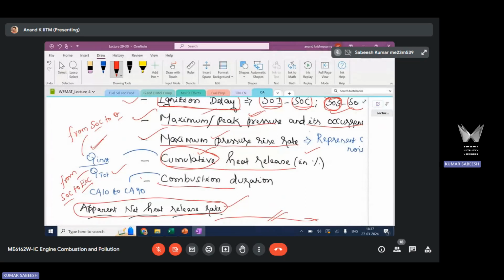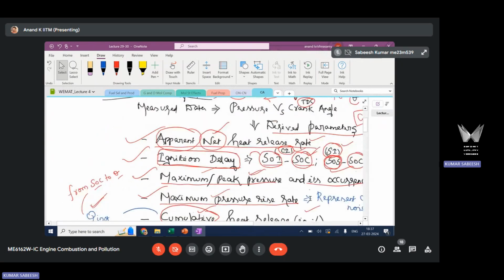From this, you will get the combustion duration information, which is the period between CA10 and CA90. CA10 we are considering as start of combustion. CA90 we consider as end of combustion. The duration between CA10 and CA90, and when I say duration, we are considering crank angle duration. So the crank angle duration between CA10 and CA90 is what is referred to as the duration of the combustion event. Did you get what I'm saying?